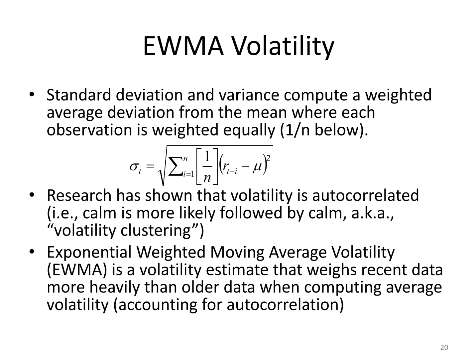Now, the normal standard deviation and variance formulas compute a weighted average deviation from the mean, where each observation is weighted equally. So here's our formula. We're going to take the average squared deviation from the mean. So here's the observation in period t minus i, minus the mean. That's the deviation from the mean. I'm going to square it.